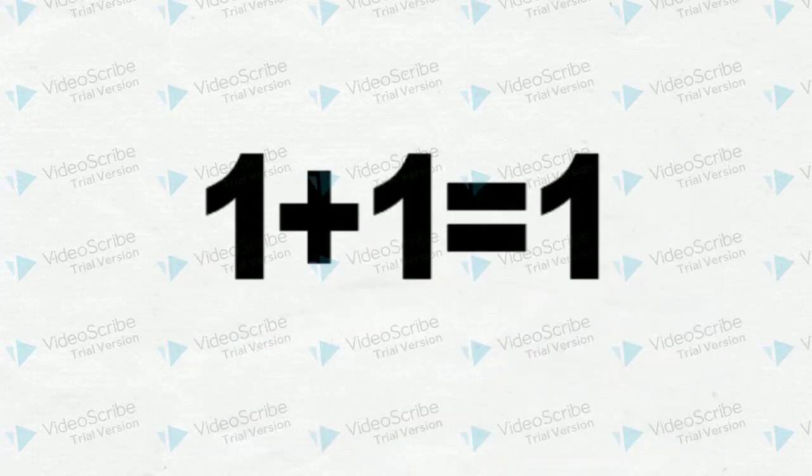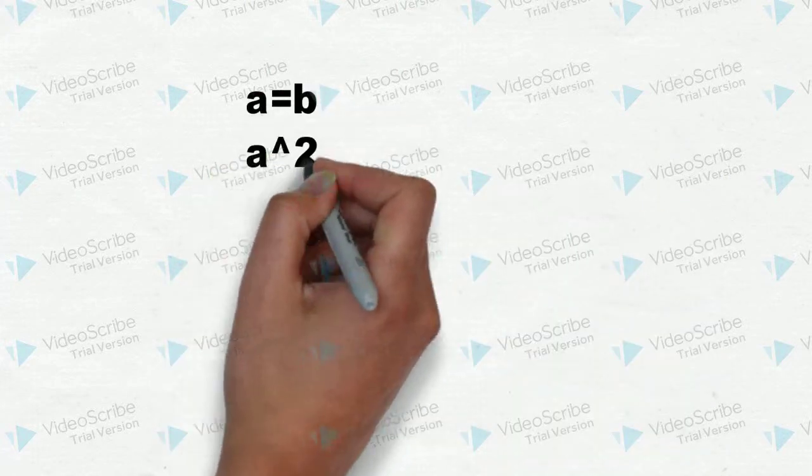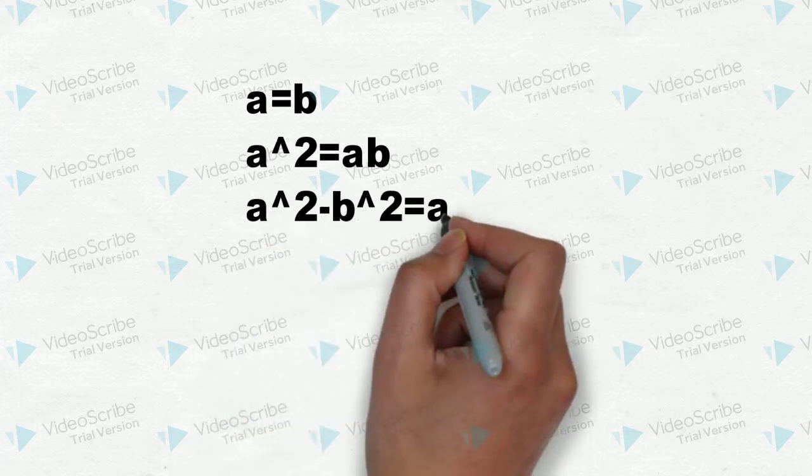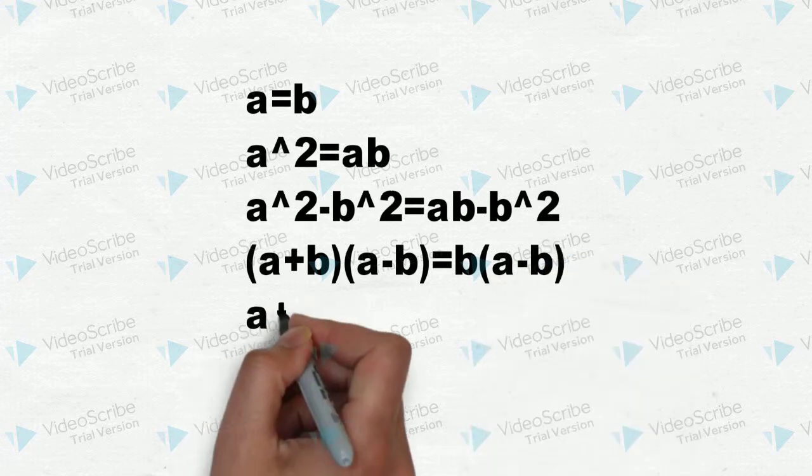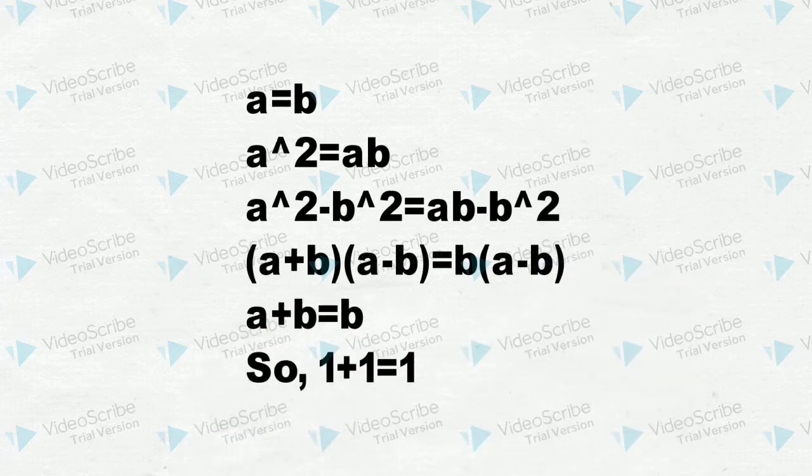So today, the paradox of 1 plus 1 equals 1. Here we have the equation a equals b. Square both sides, multiply by a minus b, cancel, and divide by a minus b, where you get a plus b equals b. So 1 plus 1 equals 1 because a equals b.